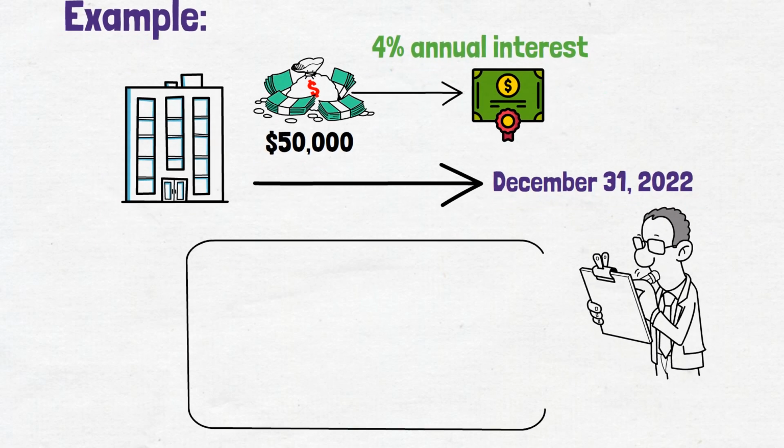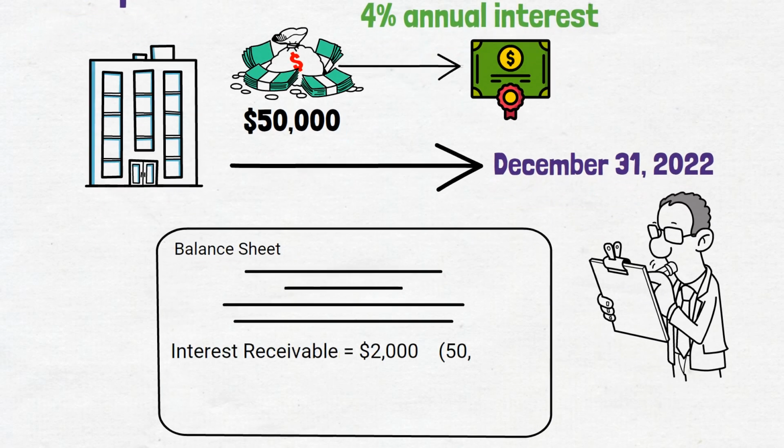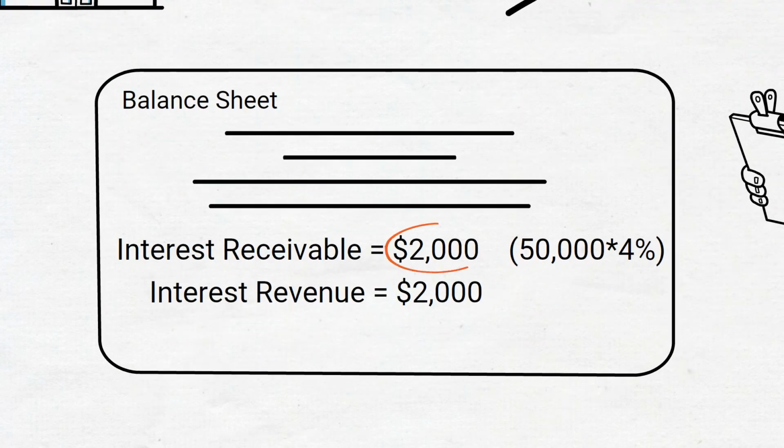The entry would be, interest receivable is $2,000, 50,000 times 4%. Interest revenue is $2,000 when collected. In this entry, the interest receivable account is increased by $2,000 to reflect the interest earned but yet to be received. The interest revenue account is also increased by $2,000 to recognize the revenue earned during the accounting period. Note that the adjusting entry is necessary to properly match revenue and expenses in the same accounting period per the accrual basis of accounting.